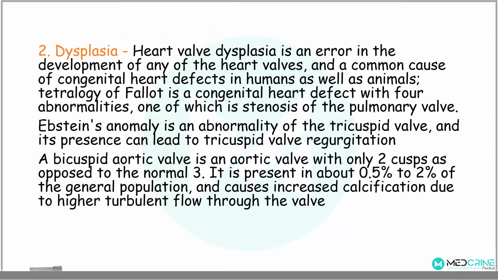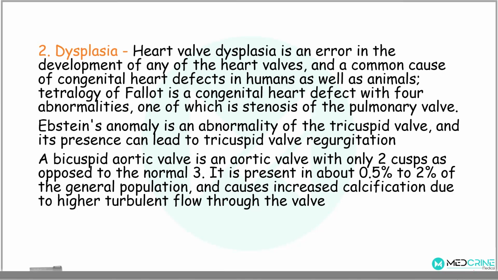The second cause is dysplasia. Heart valve dysplasia is an error in the development of any heart valves and the common cause of these congenital defects in humans as well as in animals. Tetralogy of Fallot is a congenital heart defect with 4 abnormalities, one of which is a stenosis of the pulmonary valve. In Ebstein's anomaly, the tricuspid valve is malformed, which can lead to tricuspid valve regurgitation.